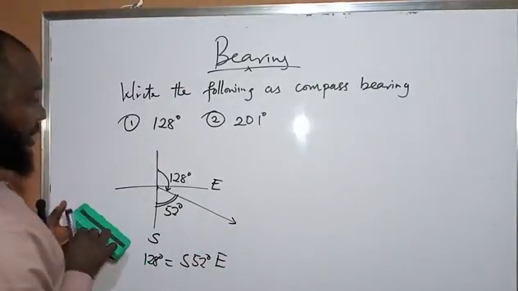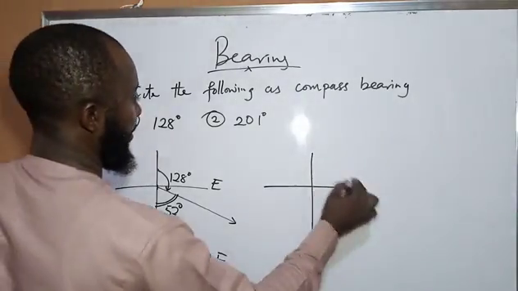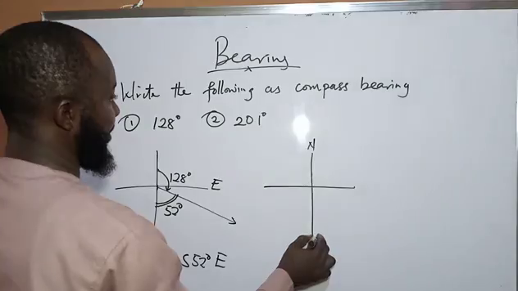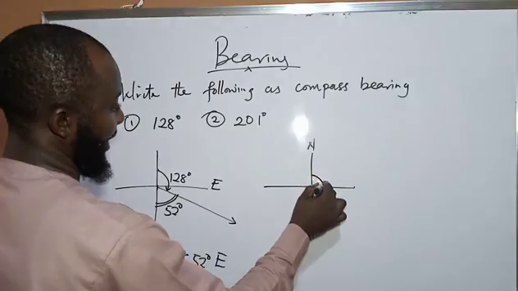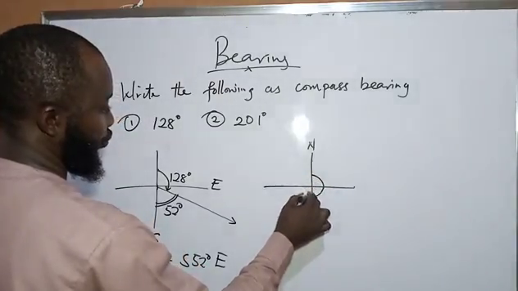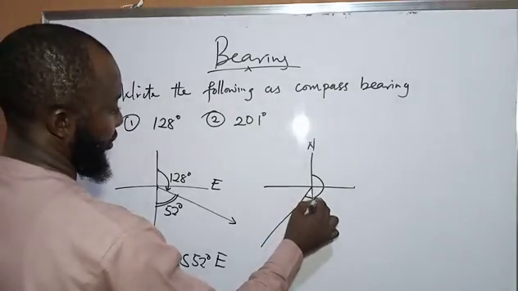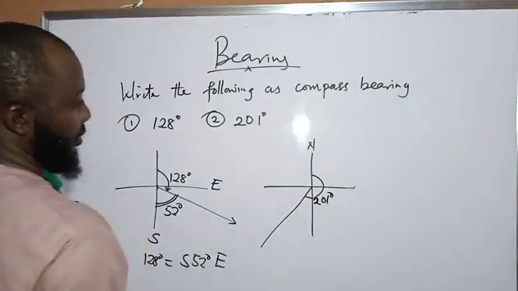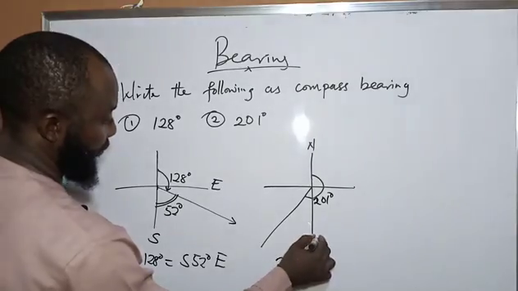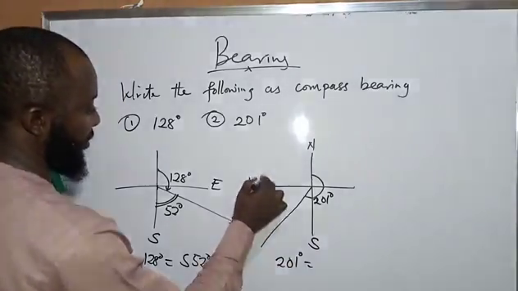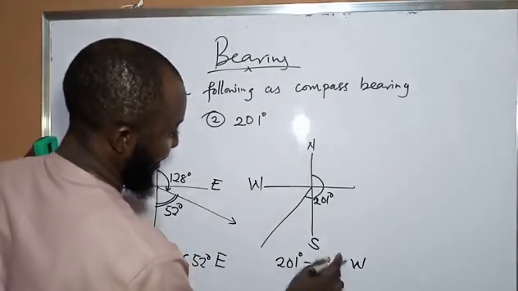Then the second one, we do the same thing with the sketch as well. Let's sketch it. We have the north. Then that's 201. From here, 90, 180, 201. So everything is 201 degrees. That means 201 degrees is first under south and the west. So the answer is between south and the west. So it remains this angle.